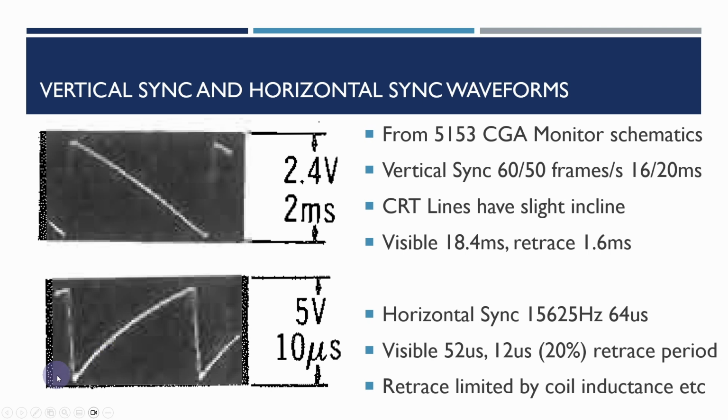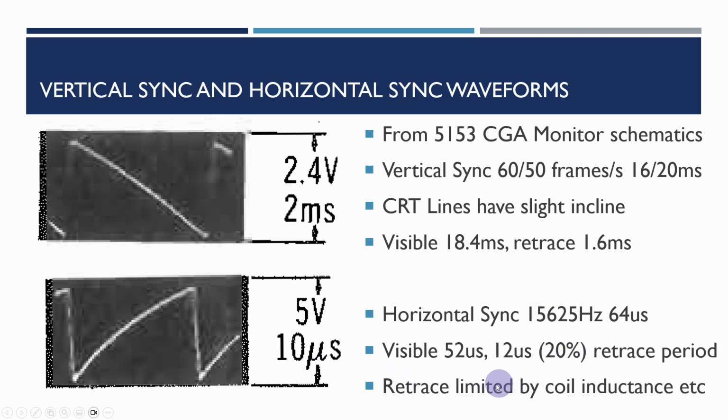But on the horizontal side of things, horizontal sync here is about 15 kilohertz, and this means that each line is about 64 microseconds, so a lot smaller than the 20 milliseconds or 16 milliseconds above. The visible period is about 52 microseconds, and there's about 12 microseconds for the retrace period, which is about 20%.